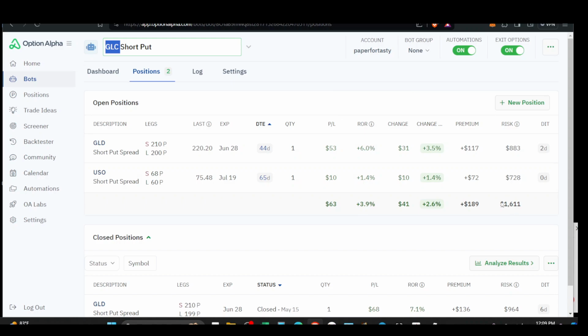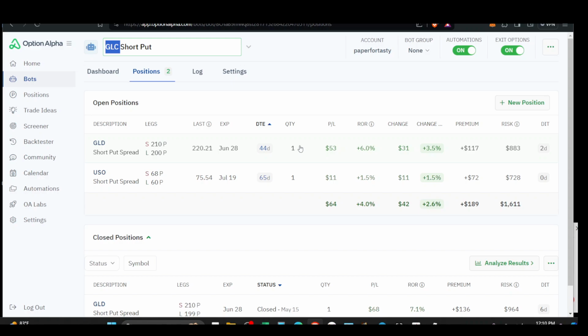So here is the risk. Total risk is 1,611. That's what I can lose. My premium is 189. So on the premium, 189, I am getting off once I have 50%. So it's kind of here. For this gold, I have 117, so I'm gonna get off after like $58, so it means $5 more, and this will close automatically because these are bots, right?